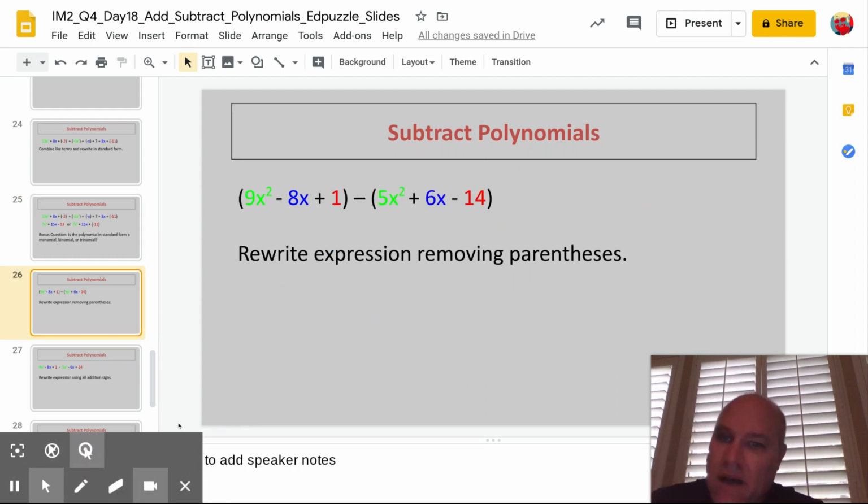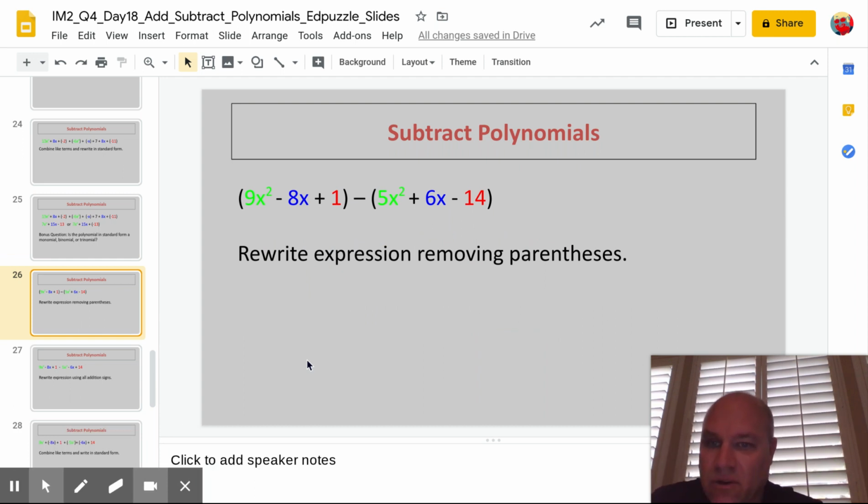Let's go next level now with parentheses. So we have parentheses. Our polynomial is 9x squared minus 8x plus 1, a subtraction sign, and our parentheses, and our next polynomial, which is 5x squared plus 6x minus 14. I want you to rewrite the expression, removing the parentheses.